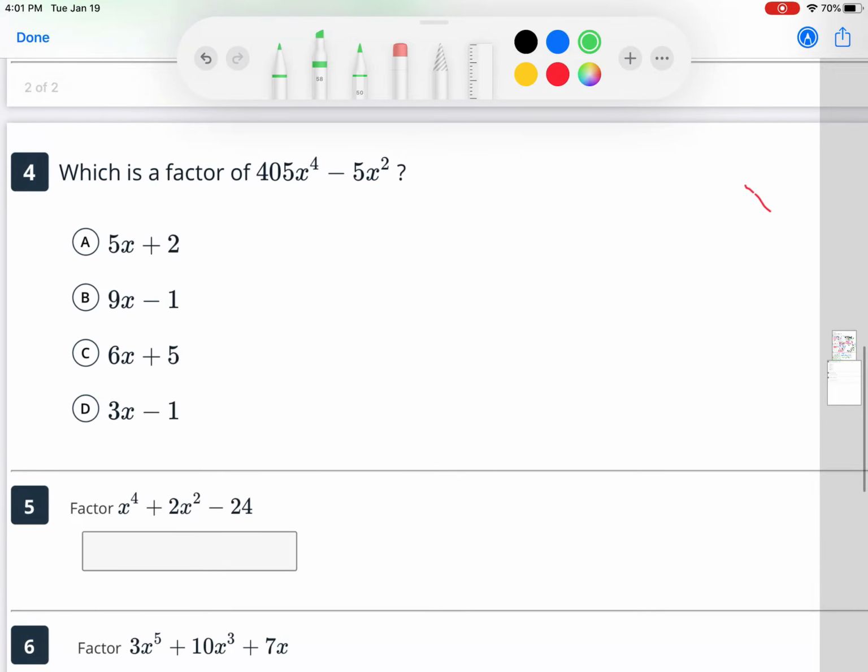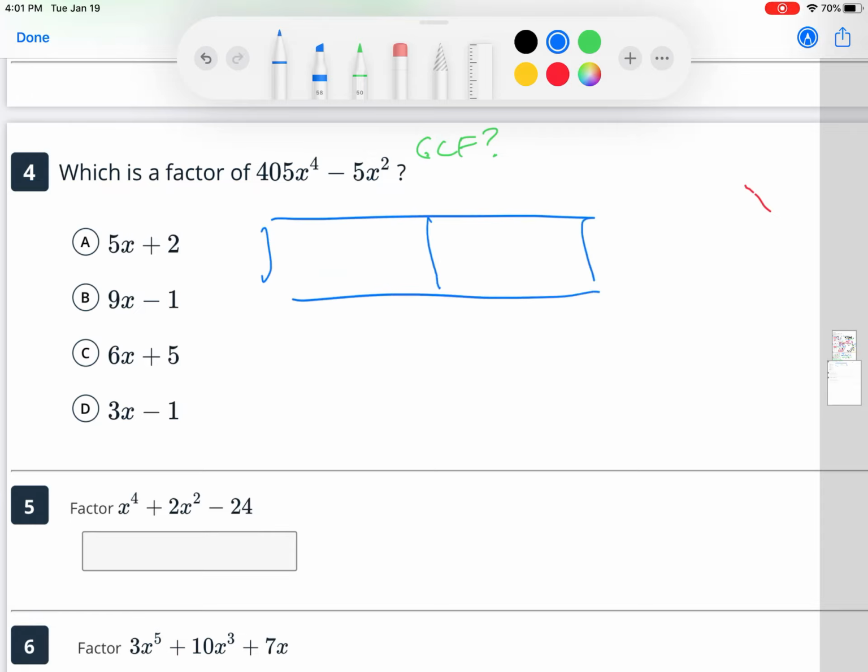All right, question number 4. If you're looking at your flow chart, you're always looking first for the GCF, okay? So, does this problem have a GCF? Well, you can break them into factors. That box is probably not big enough. What are the factors of 405x to the 4th?